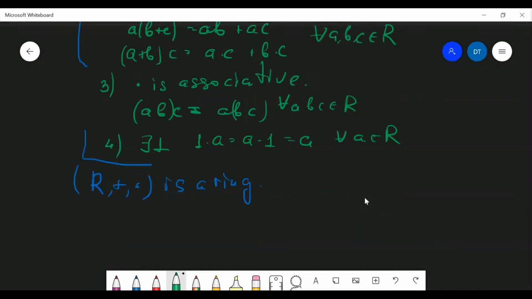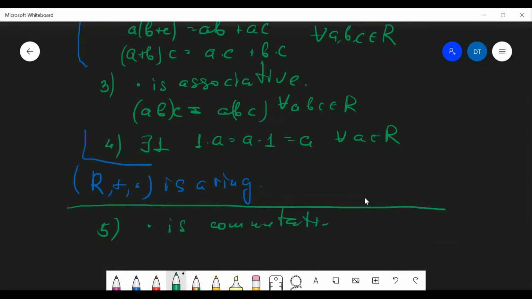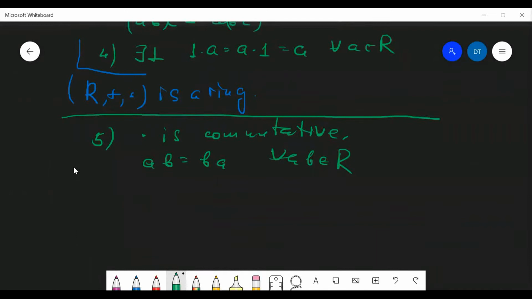Then I may pose an additional axiom, the axiom number 5, which says that multiplication is commutative. And that is AB equals BA for all elements A and B. In this case, we will say that R is a commutative ring.